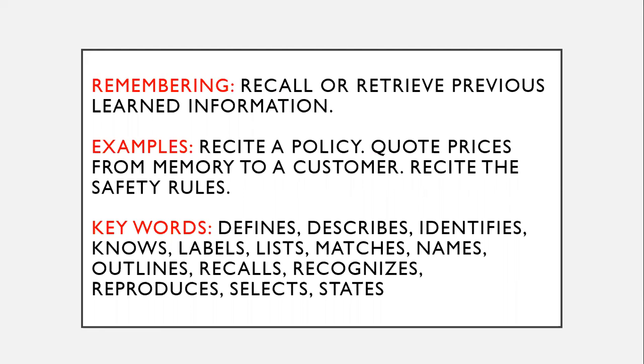Okay, for examples, reciting policy, quoting prices from memory to a customer, reciting the safety rules. So these are just low levels of thinking skills. And the keywords are defines, describes, identifies, knows, labels, lists, matches, names, outlines, recalls, recognizes, reproduces, selects, states. So these are the verbs that indicate that the level of thinking is remembering.